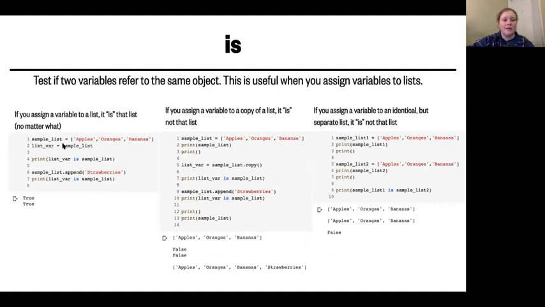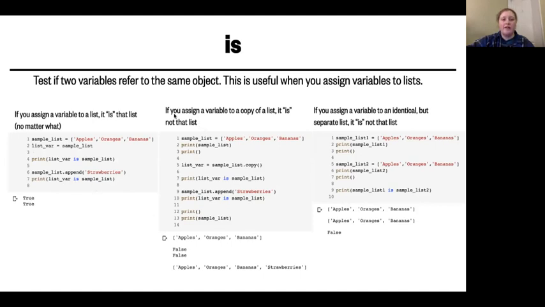So here we go. We have a sample list, apples, oranges, and bananas, and we set this variable listVar to this sample list. Now we say listVar is the sample list, and that's true. And even if we change the sample list, so we say sample list.append, so we add something on there, strawberries. Even if we change it, the list variable is still the sample list.